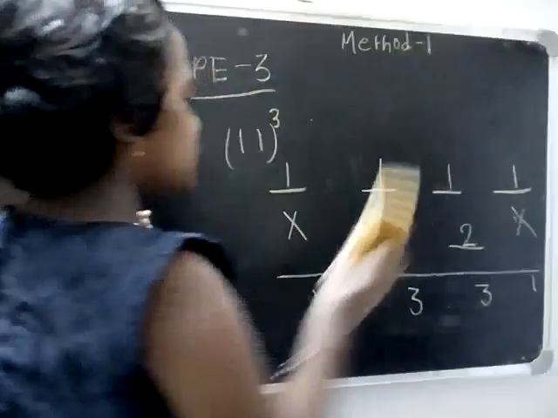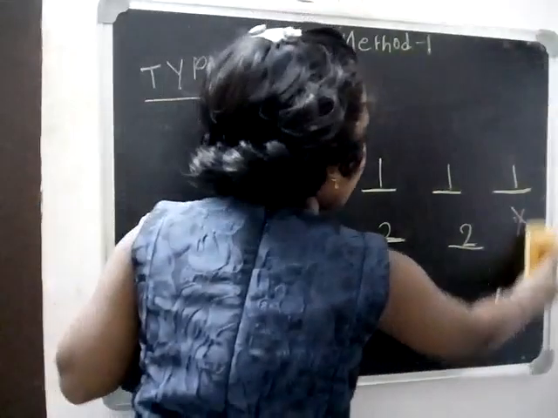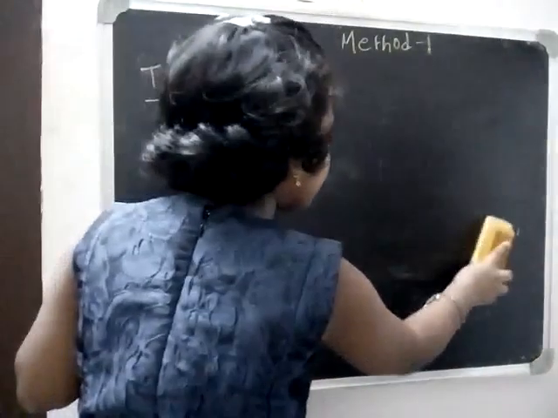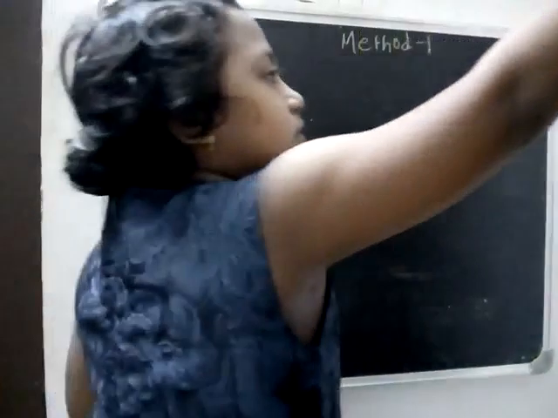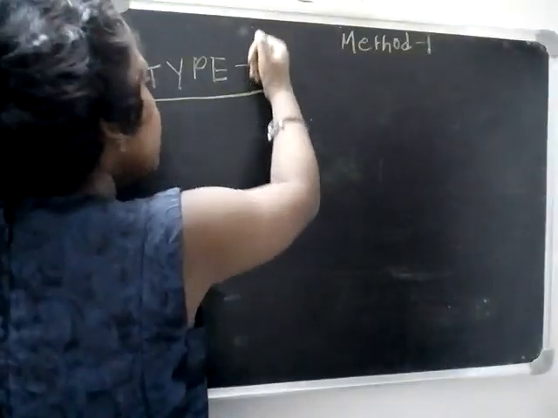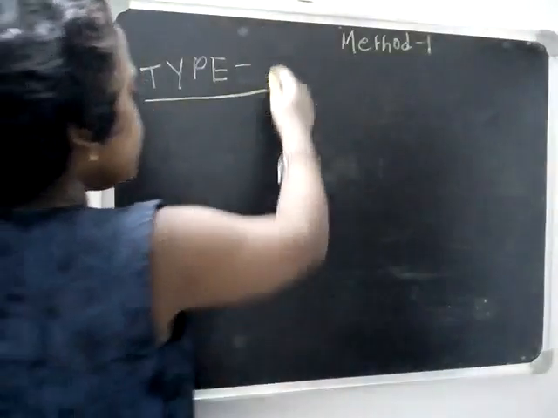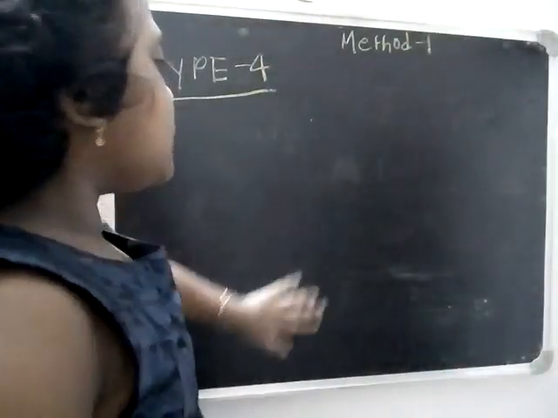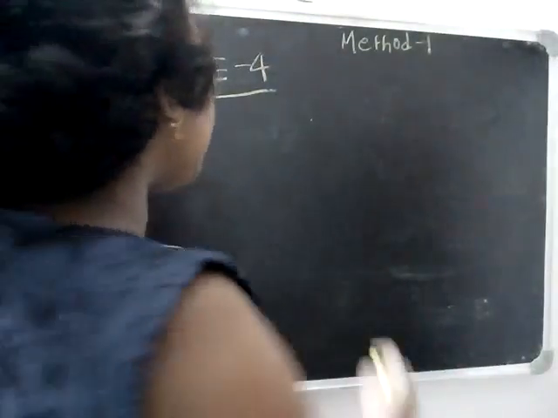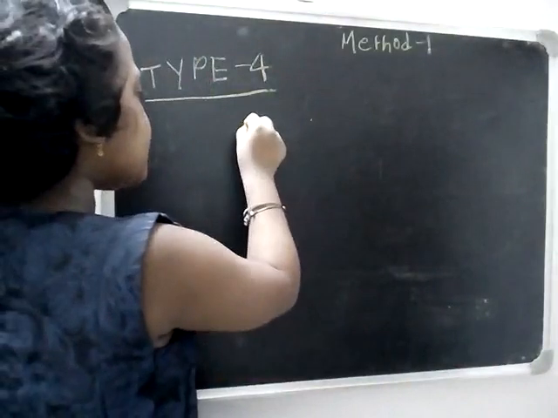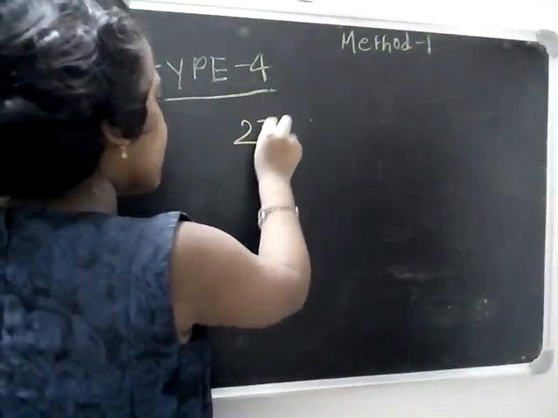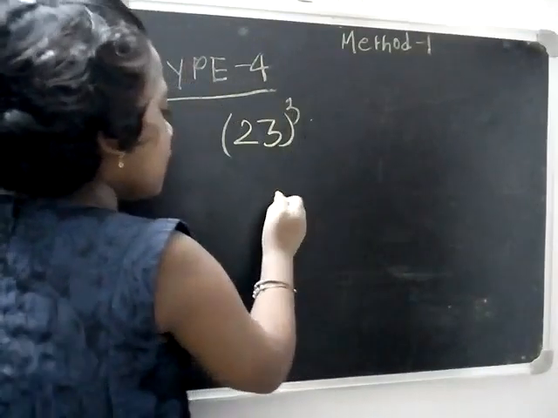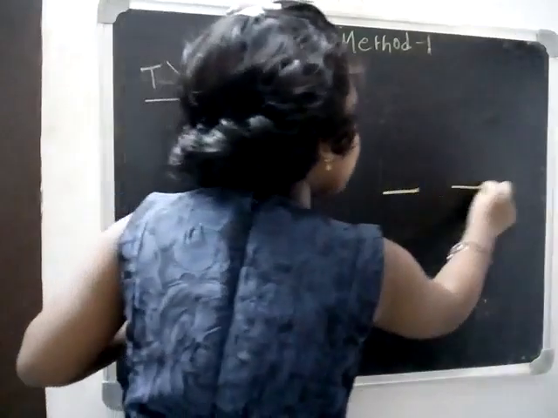Now we are going to type 4. In type 4, this method we can use for any number. So I am taking one example, 23 cube. 4 dashes.